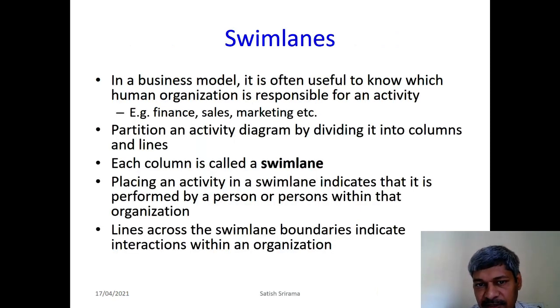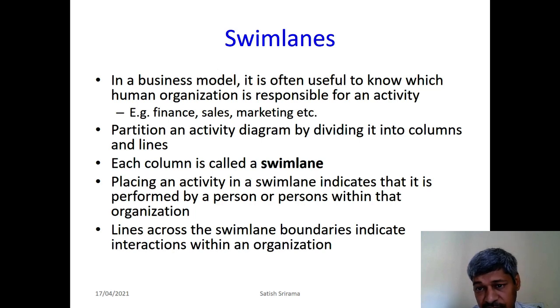The next concept is swim lanes. Swim lanes is a very interesting concept. In a business model, it is often useful to know which human organization is responsible for an activity. Say you have a huge activity diagram, and some of these activities are taken care of by the finance organization, some by the sales organization, some by the marketing organization. How do you differentiate? In activity diagrams, we were showing all the activities happening and the control flow going one after the other.